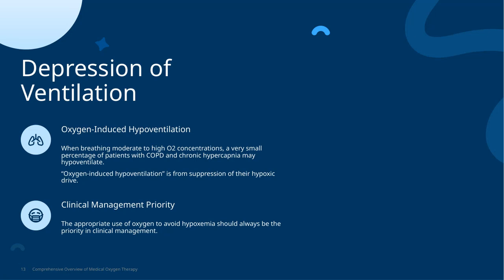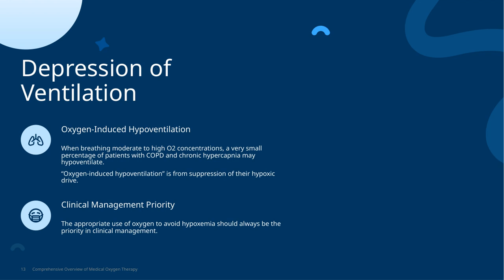Let's talk about depression of ventilation, which is a key consideration in clinical management. The main goal here is to emphasize that using oxygen appropriately is always the priority. We want to avoid hypoxemia, but at the same time, we need to be cautious about how oxygen affects breathing. When we administer moderate to high concentrations of oxygen, there's a small subset of patients, particularly those with COPD and chronic hypercapnia, who might hypoventilate. This phenomenon is known as oxygen-induced hypoventilation. It happens because oxygen can suppress their hypoxic drive, which is normally what stimulates their breathing.